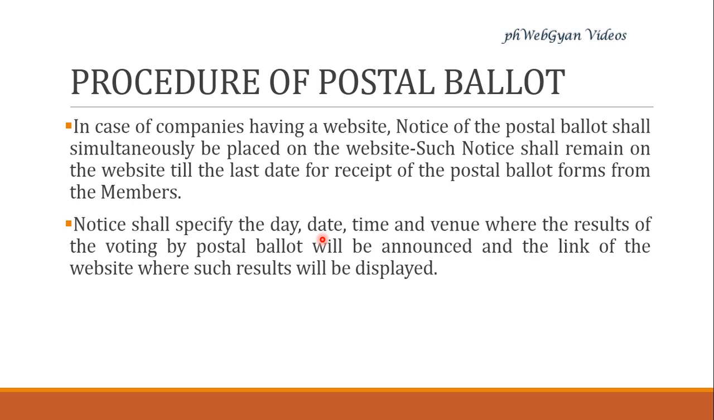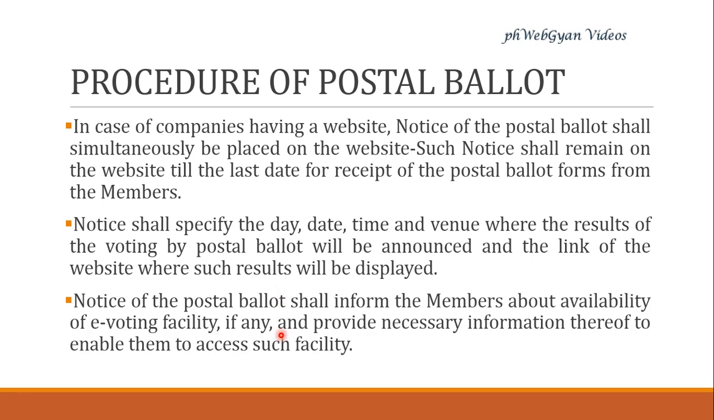Till now we have read what the advertisement would state. Now I am going to tell what the notice will specify. It shall specify the day, date, time and venue, like notice of any other meetings through the normal procedure, and the venue where the result of the voting will be announced, and the link of the website where such result will be displayed. This is very important, because day, date, time and venue of the meeting are disclosed in every other notice, but the venue here is of the result, where the result would be announced. Secondly, the link of the website where such result shall be displayed.